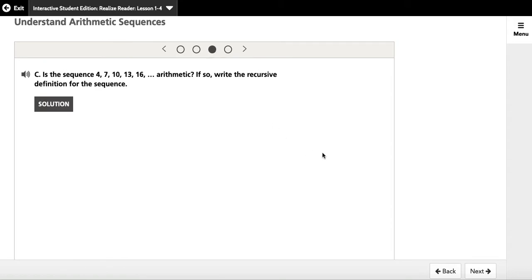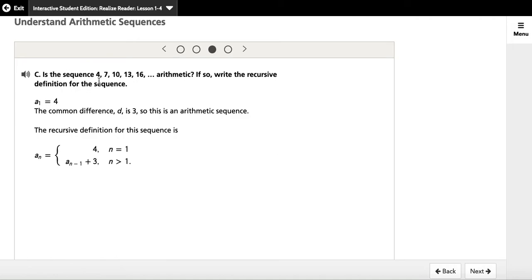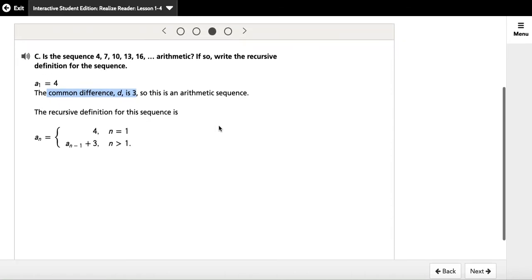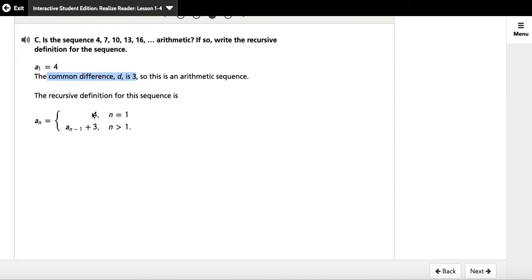Is 4, 7, 10, 13, 16, and so on arithmetic? If so, write the recursive definition for the sequence. We have the first term is 4, and it is going up by the same amount every time. It's going up by 3, so the common difference is 3. So it is an arithmetic sequence. How to write that? The first term is 4, and then every term after that, we have to add 3 to it. That's how you can write it.